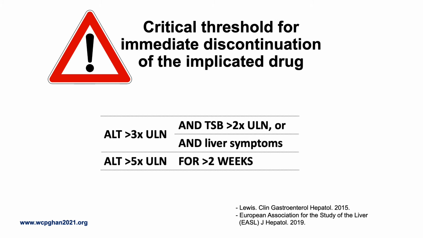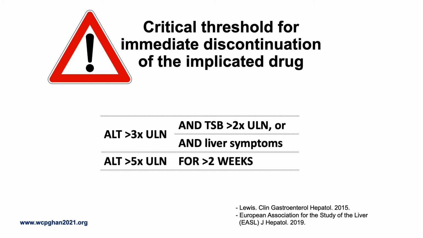Critical thresholds of liver test elevations that should trigger immediate discontinuation of the implicated drug are not well established. However, there is agreement that a rise in ALT more than 3 times the upper limit of normal, in combination with a rise in total serum bilirubin more than 2 times the upper limit of normal, should prompt immediate drug discontinuation.